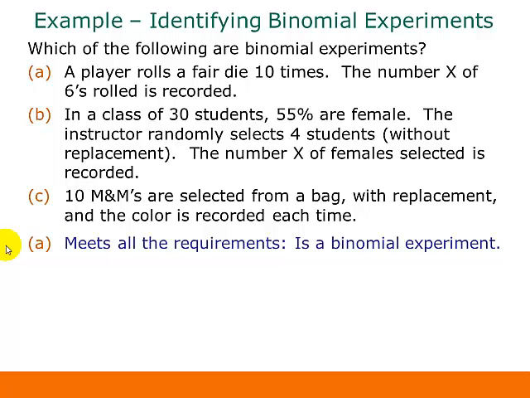We only have 2 possible outcomes, since all we're recording is how many 6s got rolled. So the only thing that we care about in each one of these trials is whether a 6 came up or not. That gives us 2 outcomes. And finally, the probability of success is going to be the same for each trial.